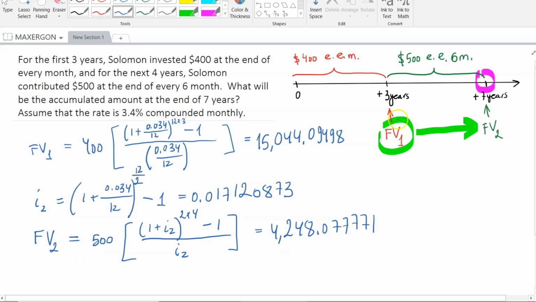Next step is to find the future value of future value 1. We'll call this future value 3. It's going to be a regular future value of a regular amount invested for 4 years at 3.4% compounded monthly. Therefore, future value 1 will become present value in this calculation.